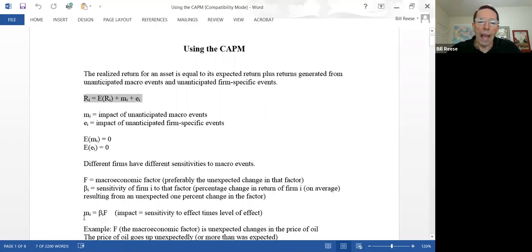So M sub I is going to be beta sub I times F. The impact of the factor times the sensitivity to the factor ends up being the impact to the firm of the macroeconomic event. Let's go through an example. I think that'll help things out a little bit.